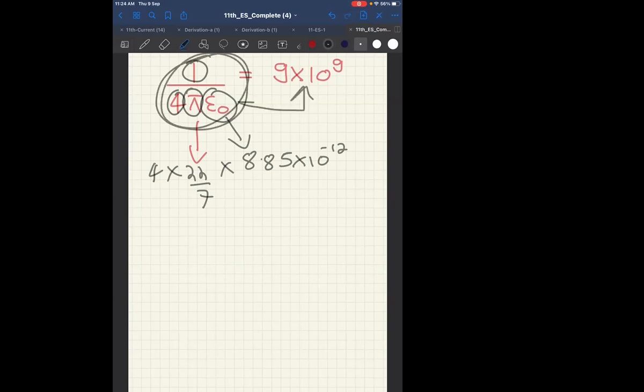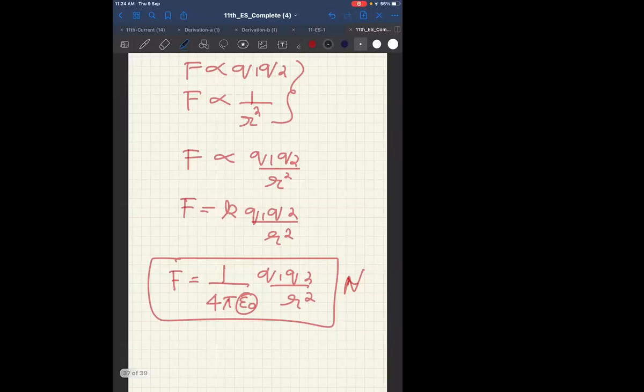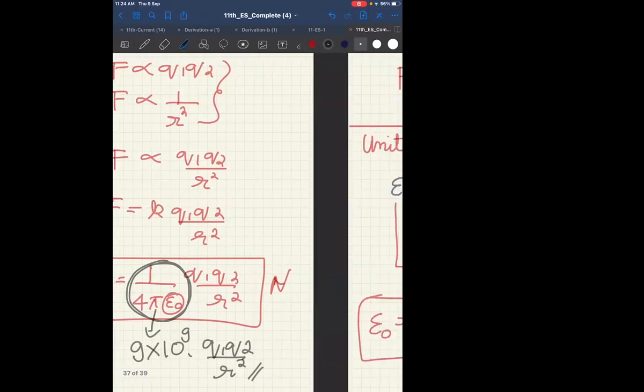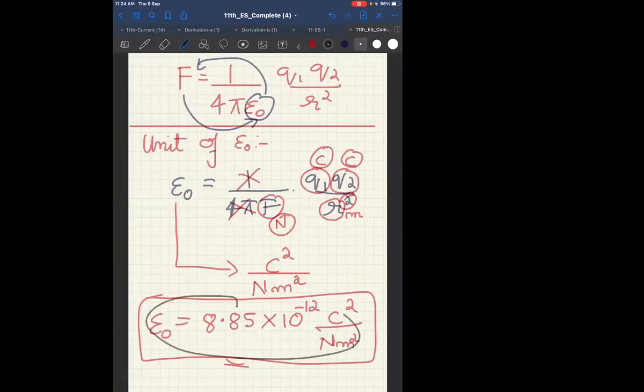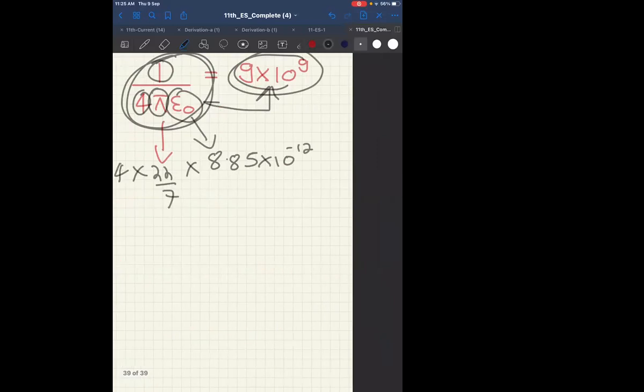into 10 power 9. Therefore, in the problem, when you're doing Coulomb's law, can I say I can directly substitute this 1 by 4 pi epsilon naught as 9 into 10 power 9 into Q1 into Q2 upon R square? Is this much clear? Therefore, you should remember two values. One value is of epsilon naught, which is this value. And the other value you should remember is 1 by 4 pi epsilon naught, which is 9 into 10 power 9.